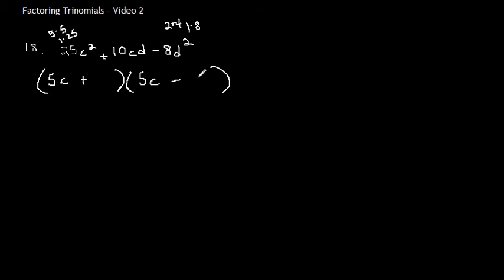And I can think a little bit before I put them in. Like if I put the 4 here, I'm going to get a 20 minus 10. Oh, that works. So I'm going to put the 4 here and the 2 here. I check my outer and my inner. My outer will be negative 20. See? And my inner is a 10c. And I'm going to get a negative 10c. Well, I want a positive 10cd. Whoops, I forgot my d.